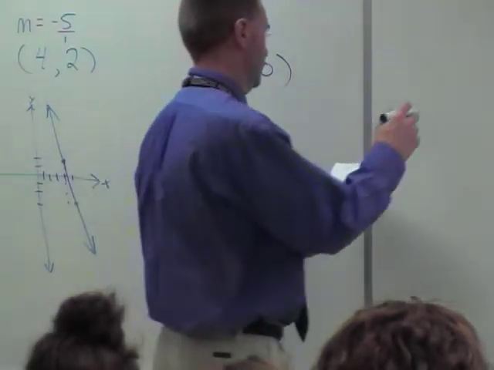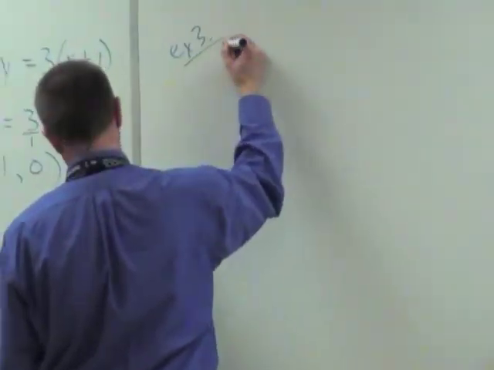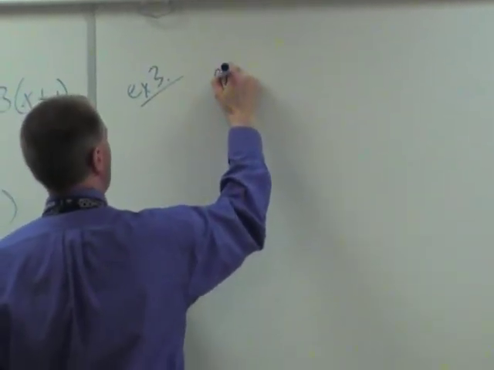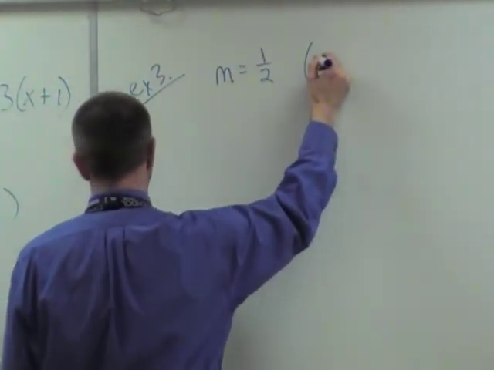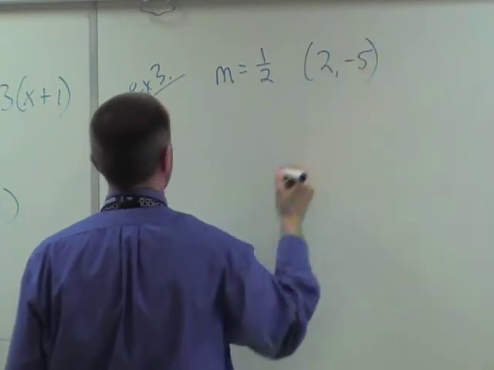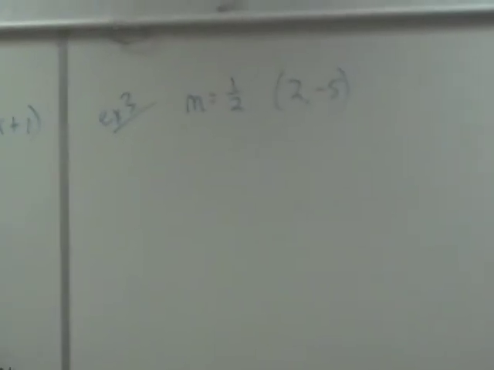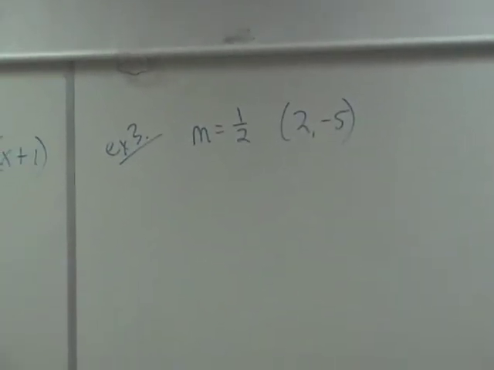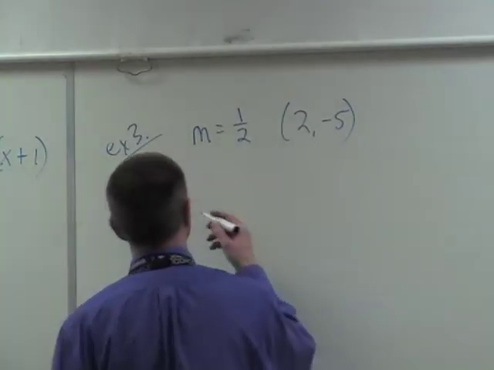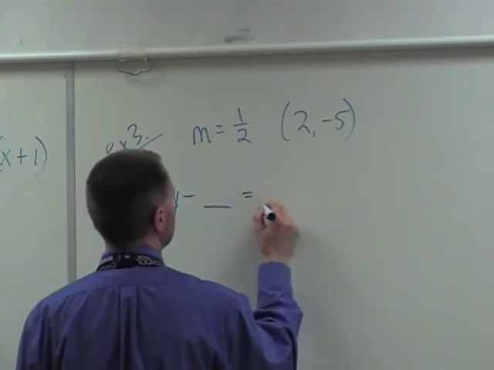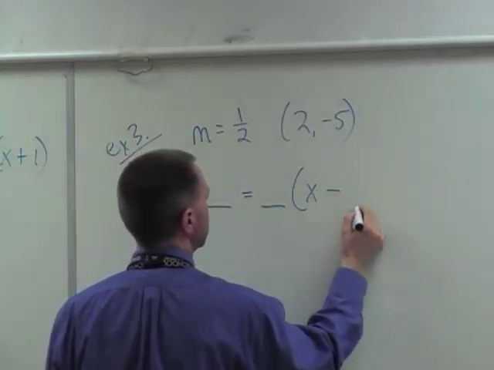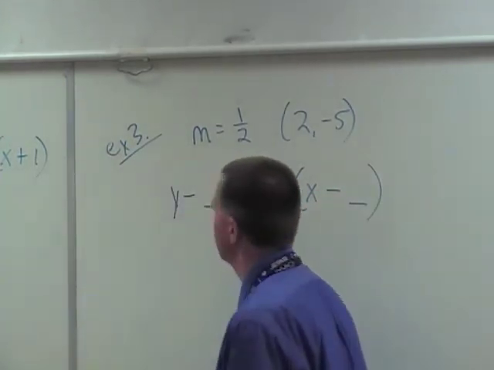Example 3. Given the slope and a coordinate, write it in point slope form. This is what you're doing. You're filling in the blocks and the lengths. Okay, so which one of those is point slope form? Because I'm lost. Oh, okay.